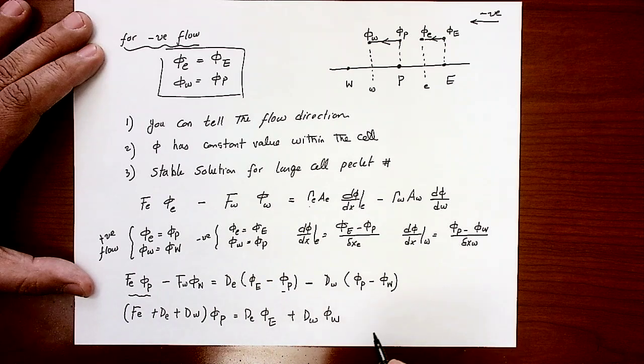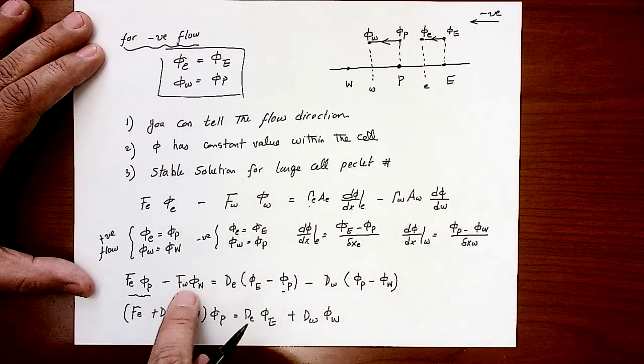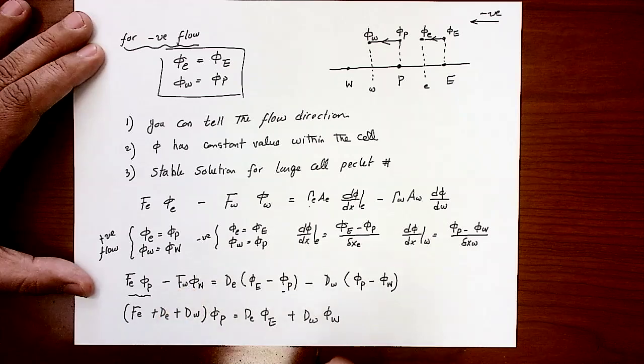And do we have anything else? I think we finished all the terms here, right? No, there should be a term here. So this should actually be D west plus F west multiplied by phi west.